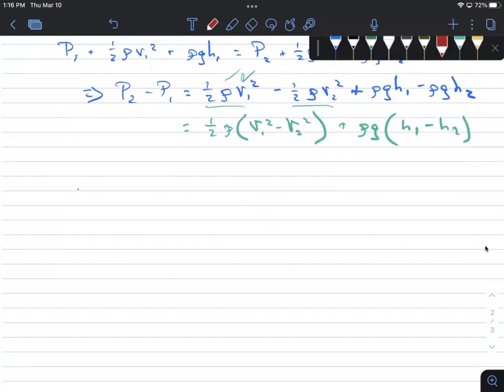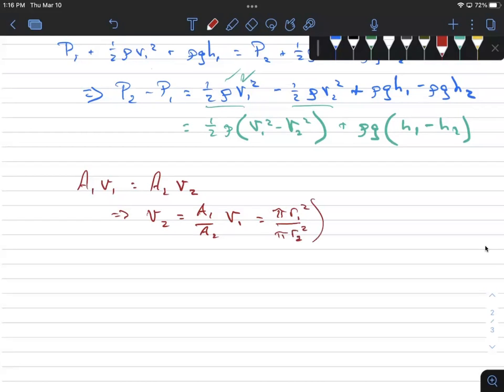So we move on to continuity. A1 V1 is A2 V2. Solve for V2. V2 is A1 over A2 times V1. What is A1? It's pi r squared. So pi times R1 squared over pi times R2 squared times V1. Okay, notice the pi's canceled. They will always cancel, which is nice.